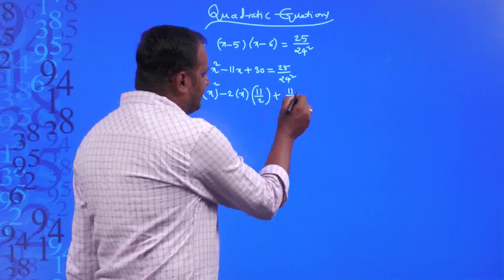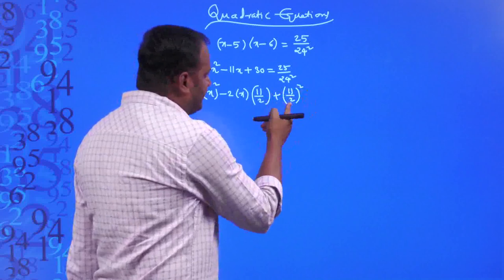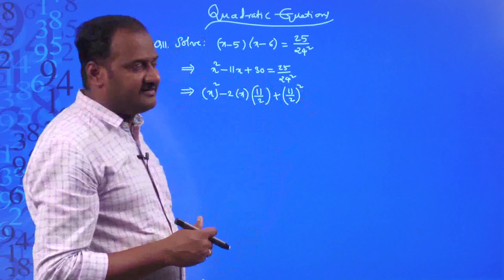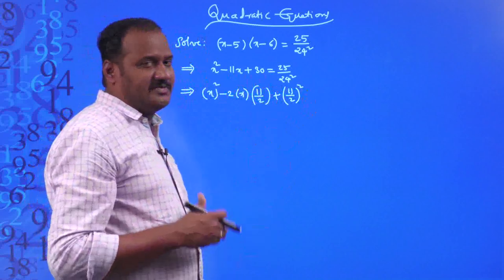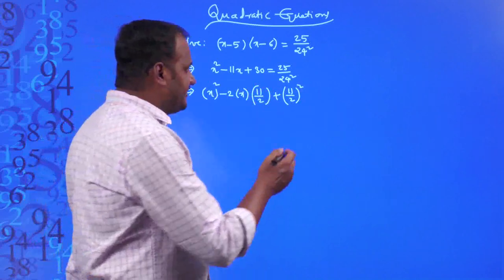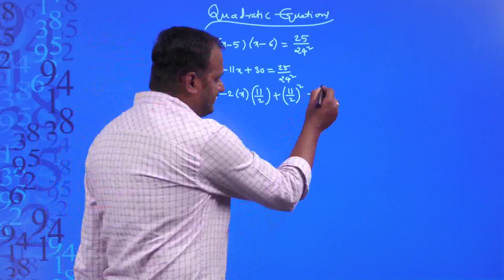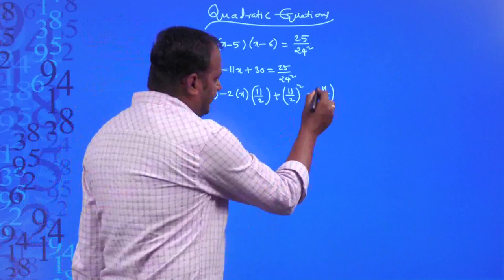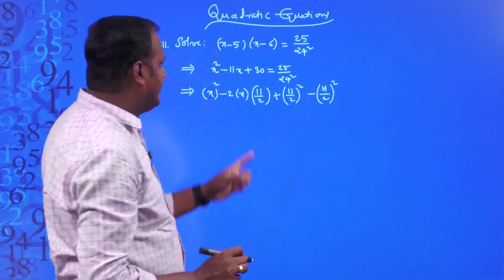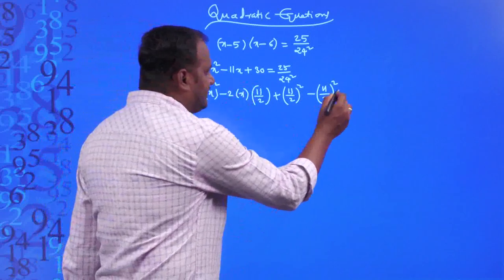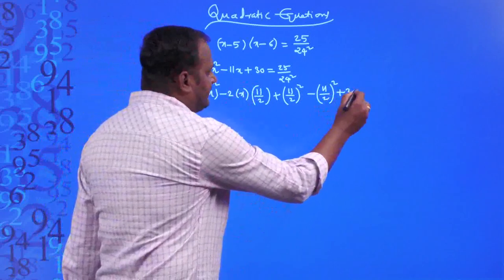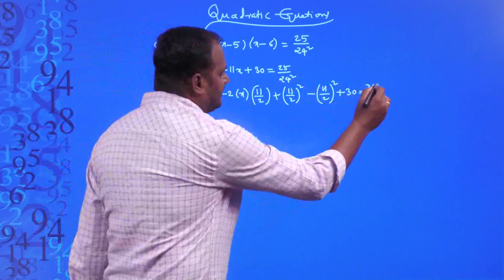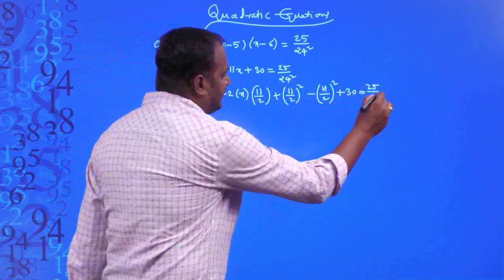So that is 11 by 2 whole square, but 11 by 2 whole square is not there in our expansion, but we want it. That is why we are adding it, but for balancing the equation, immediately we have to subtract it. That is 11 divided by 2 whole square. Now it is balanced and we are left with one more number, 30, that is plus 30, and anyway transposing 25 by 24 square, otherwise you can leave it as 25 by 24 square.